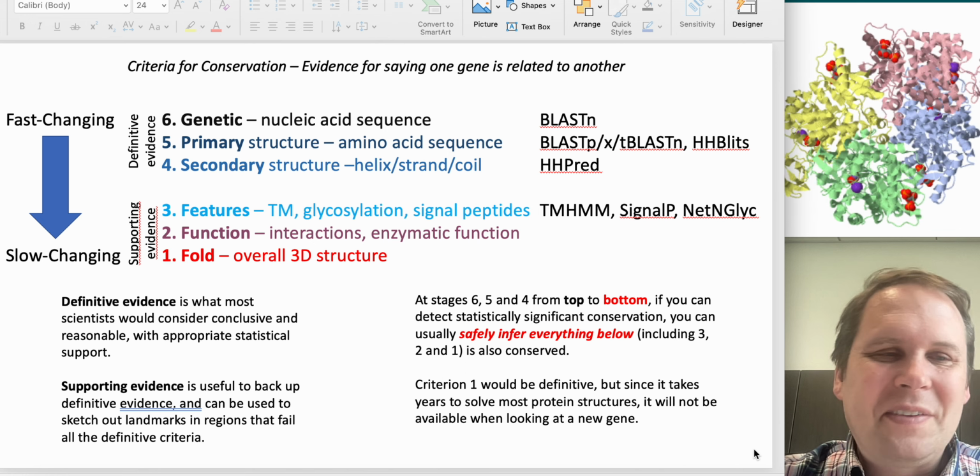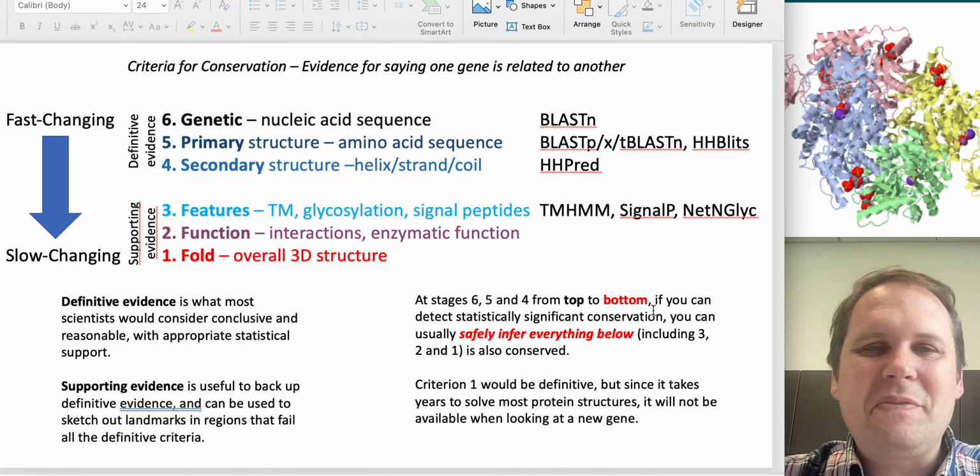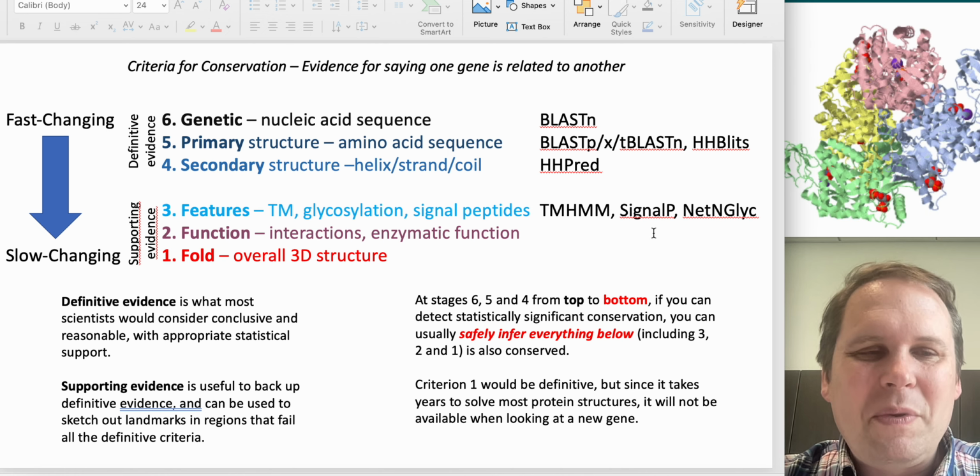All right. So there you go. That's a little primer on how to think about proteins, how to handle proteins when doing bioinformatics.